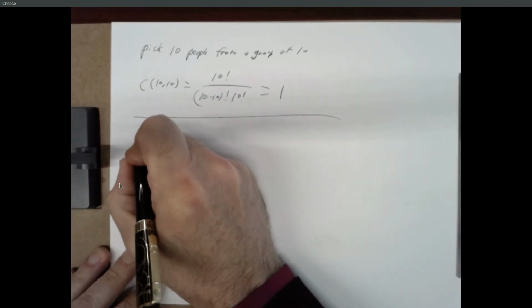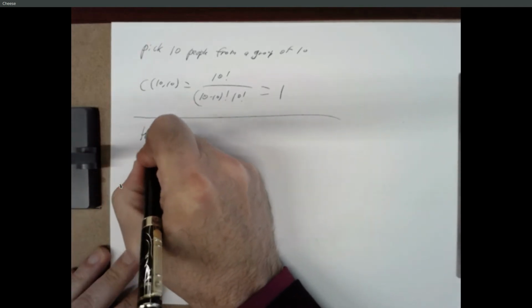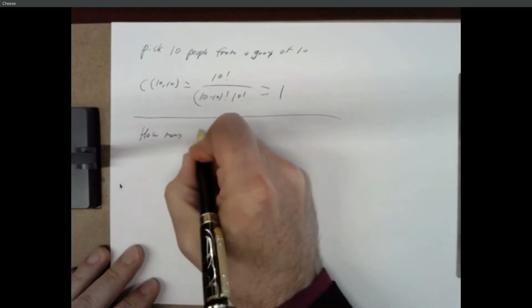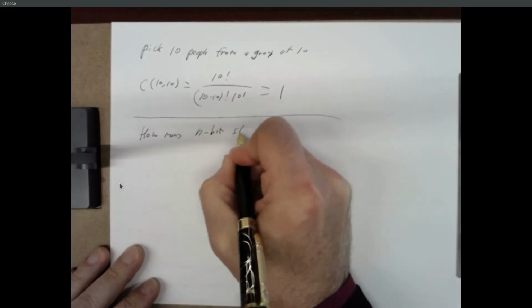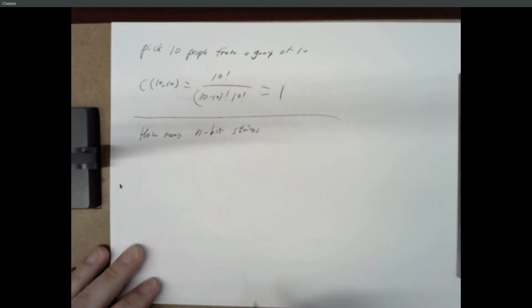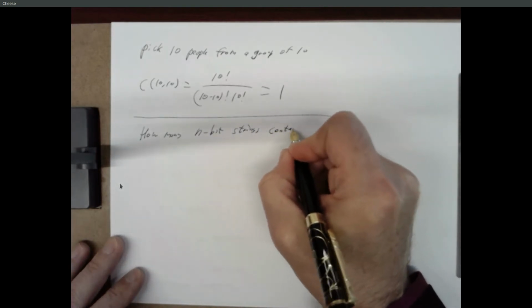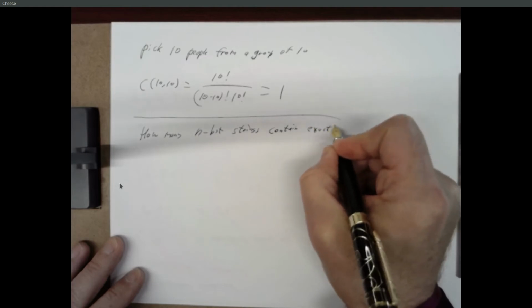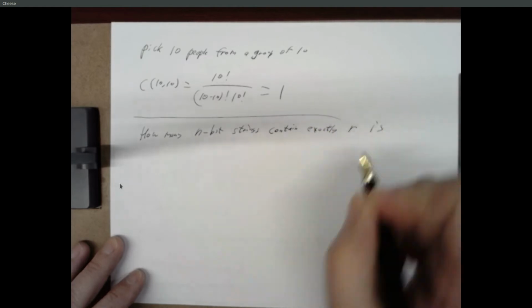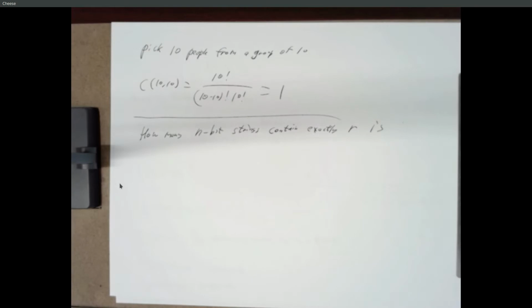Okay, here's a 250 question. How many n-bit strings contain exactly r ones? So suppose r is 3 and n is 8. How many 8-bit strings contain exactly 3 ones?